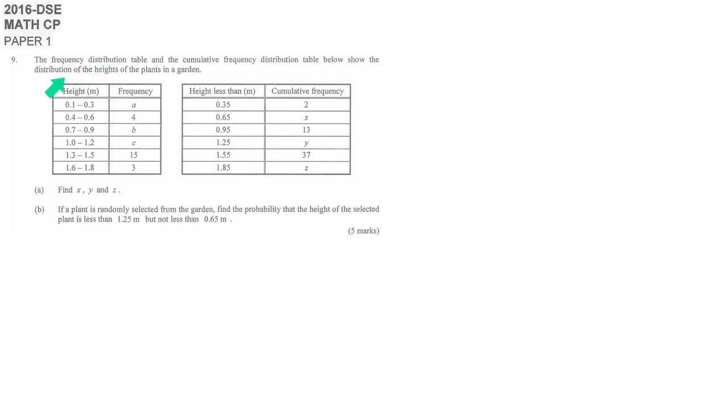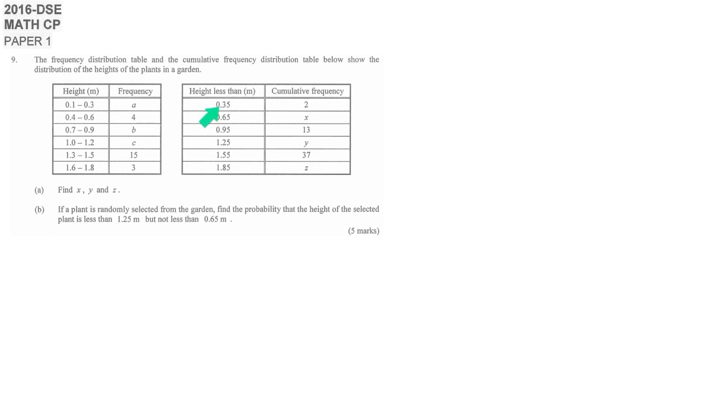In this question, they give you a frequency distribution table. That means for this group, we have 8 times appear. For this group, we have 4 times appear, something like that. And then another table is another item, cumulative frequency. That not only one group, but includes all the previous groups.